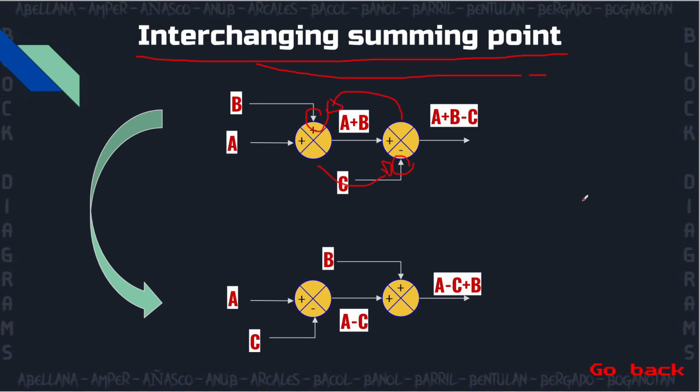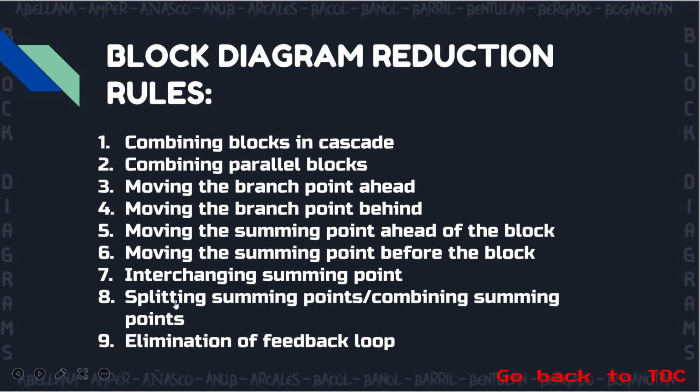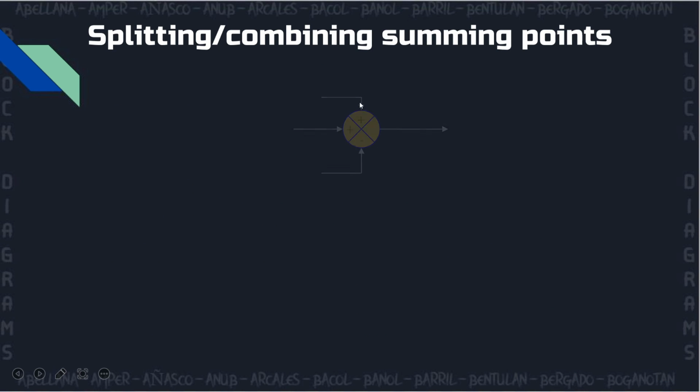Okay, so now that we have done discussing this rule, let us proceed to the splitting summing points or combining summing points. So consider this block diagram having three inputs. So these inputs are A, B, and C. Based on our previous lessons or our previous topics, we now know that the output in this part of the block diagram would be A plus B minus C.